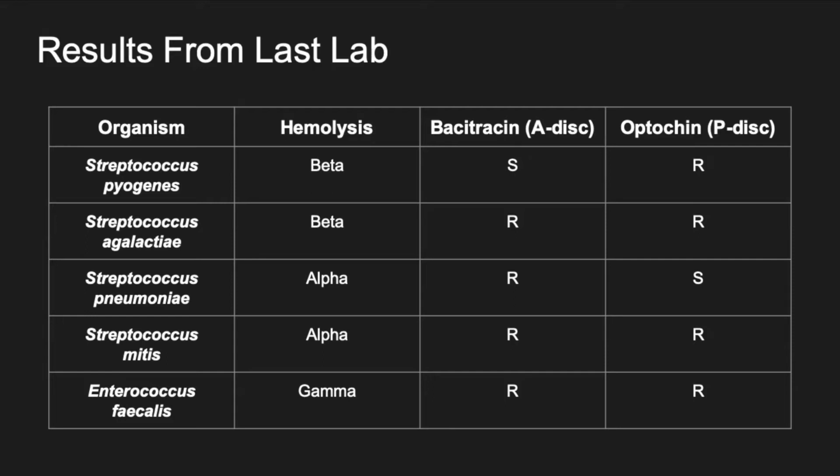The last one we had was Enterococcus faecalis. It exhibited gamma hemolysis, which, recall back to the last lab we had, means that it does not break down those red blood cells, right? It does not break down red blood cells. There is no hemolysis taking place. So it was also resistant to both bacitracin and optochin.